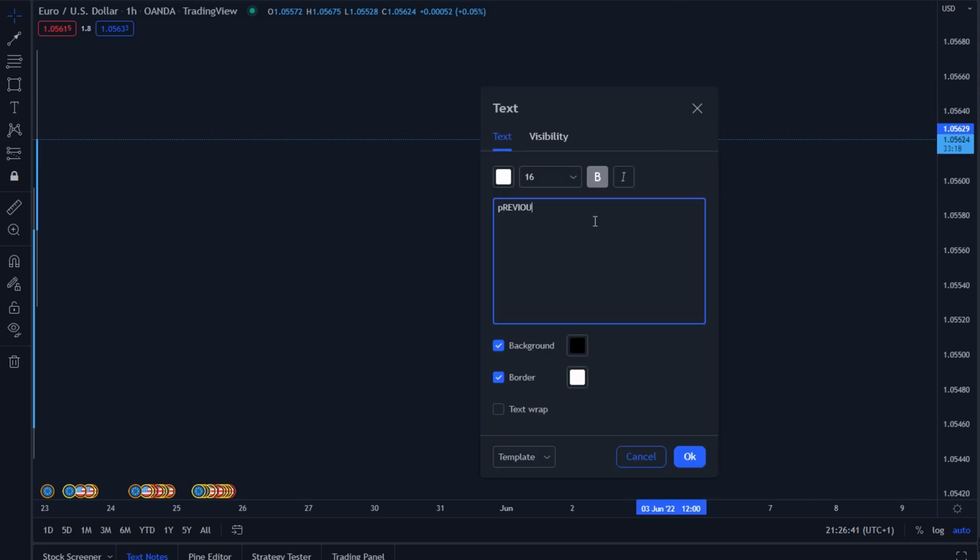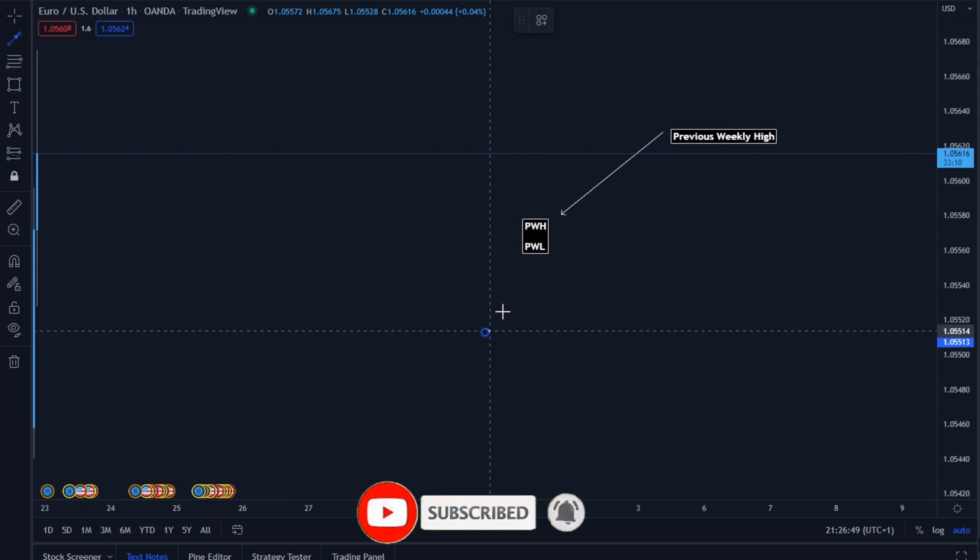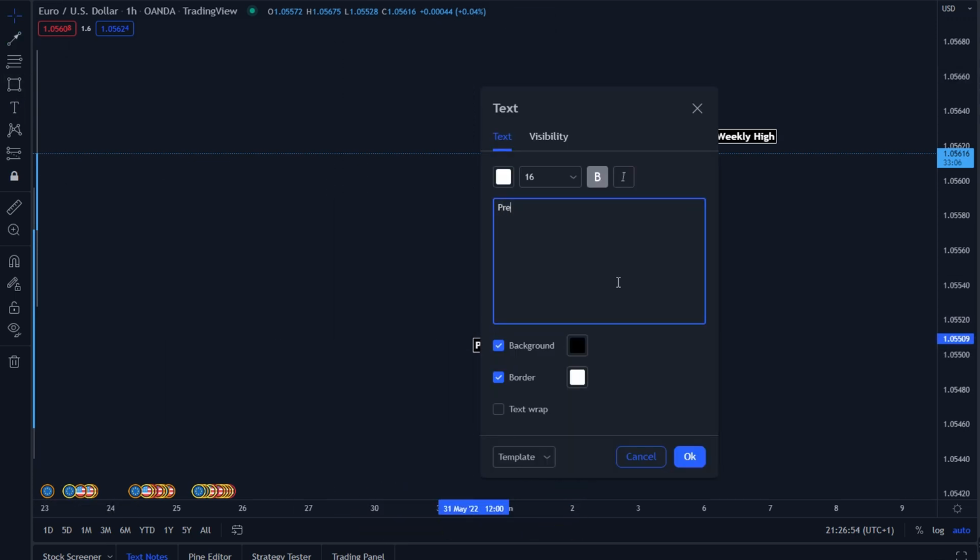Previous weekly high. And this means, as you would guess, previous weekly low.